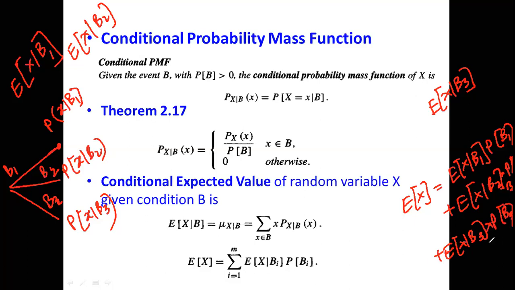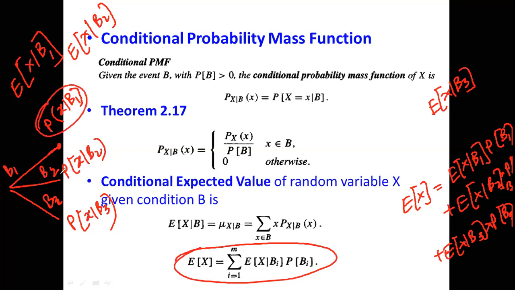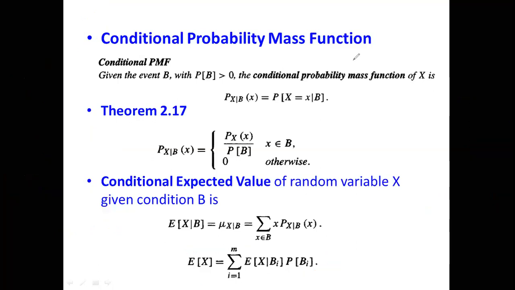Do you understand? Yes, sir. That is what they are telling: the summation of all these probabilities. So we multiply this probability with the expected value, plus this probability with the expected value, plus this probability with the expected value. All right, so we can actually solve it like this.